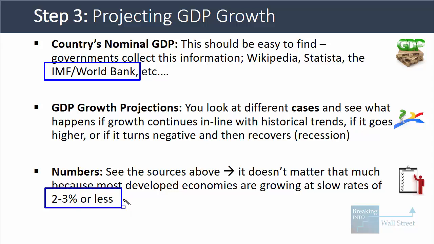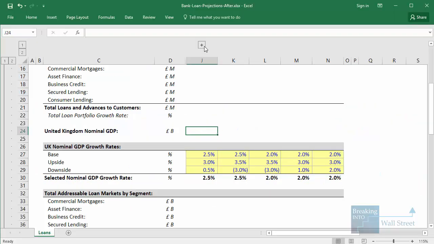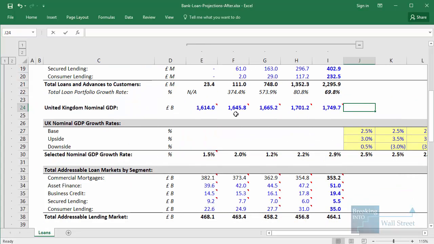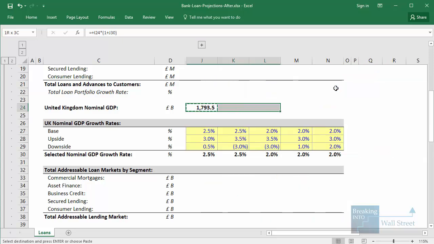Most developed countries are growing around 2 to 3% or even less than that sometimes. If you're in an emerging market, yes, you'll have to think about this in more detail, but for a lot of countries out there, growth rates are so low that it doesn't really matter that much. So here, for example, at this point, we could now take the UK GDP and then we could multiply by 1 plus the nominal GDP growth rate right here. And then we can copy this across.